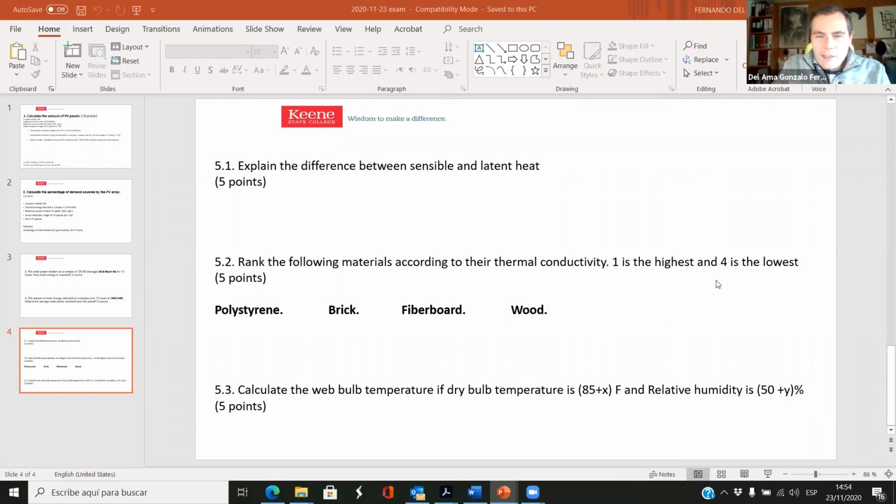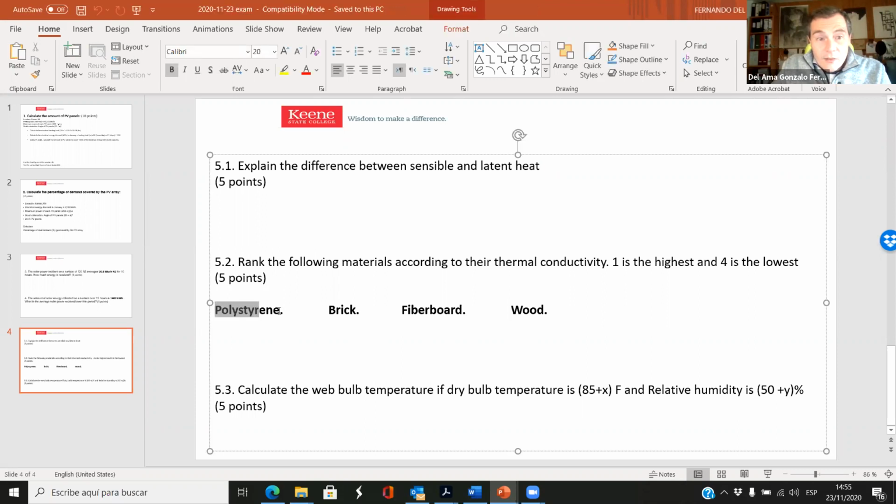Then rank the following materials according to thermal conductivity. What do you think is the best material in terms of thermal conductivity? Which material is the number one? Polystyrene, yes. Why? Because it has the lowest thermal conductivity. I think I have explained this many times. And what is the second best?